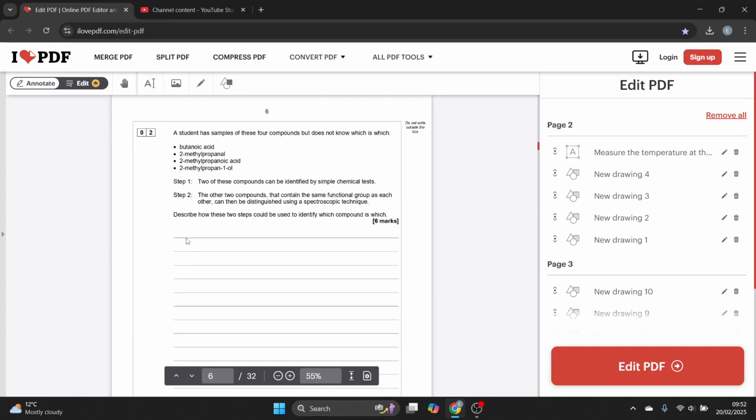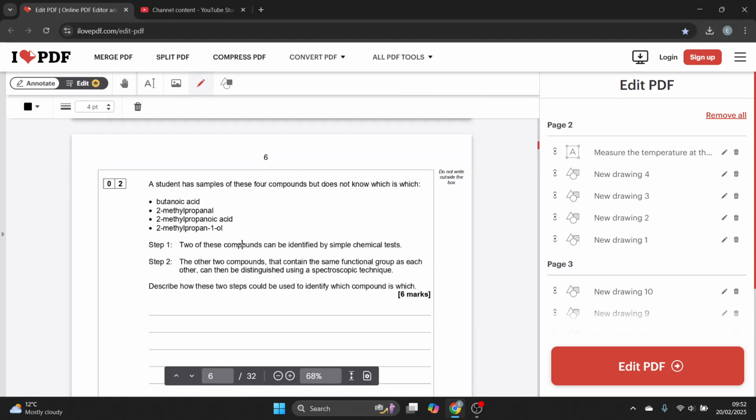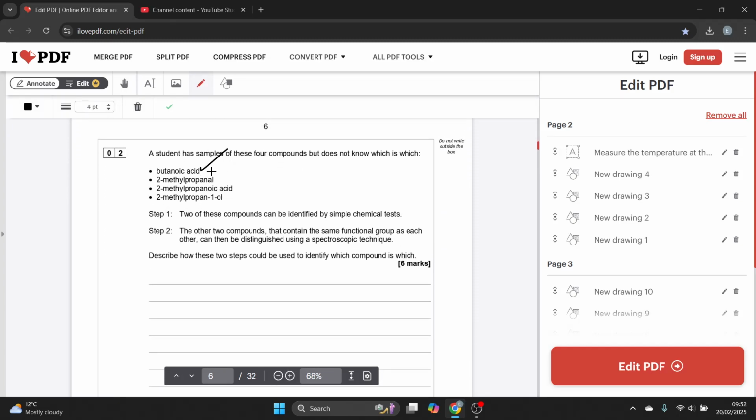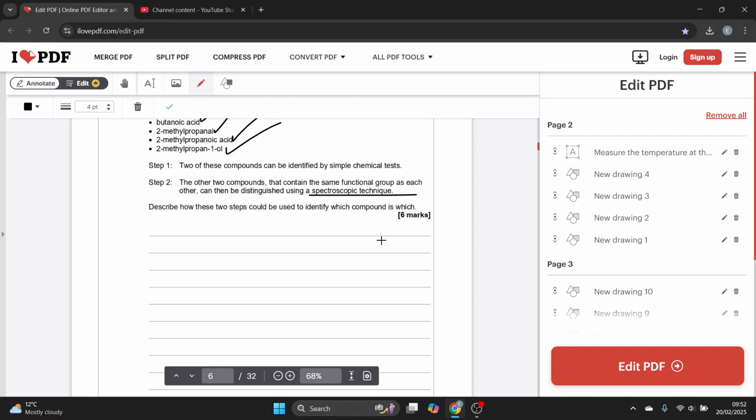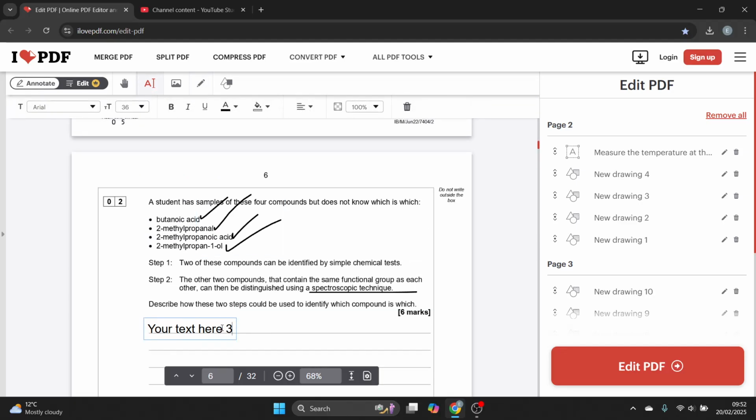Question 2. A student has samples of these 4 compounds, does not know which is which. Butanoic acid, a carboxylic acid, 2-methylpropanal, an aldehyde, 2-methylpropanoic acid, a carboxylic acid, and 2-methylpropanol, an alcohol. 2 of these compounds can be identified by a simple chemical test. The other 2 contain the same functional group and are distinguished using a spectroscopic technique. Describe how these 2 steps identify which compound is which. So stage 1, immediately identifying the aldehyde, Tollens' reagent region. Get that off the bat.